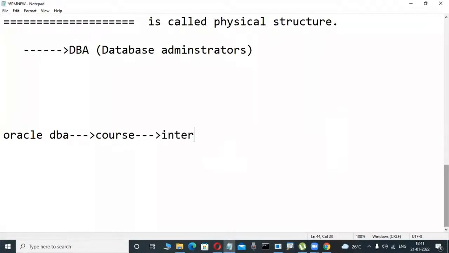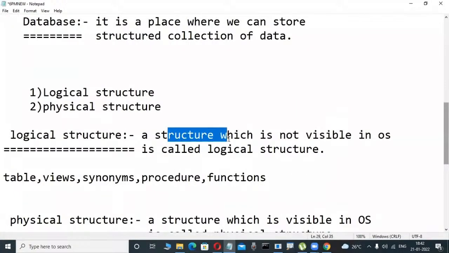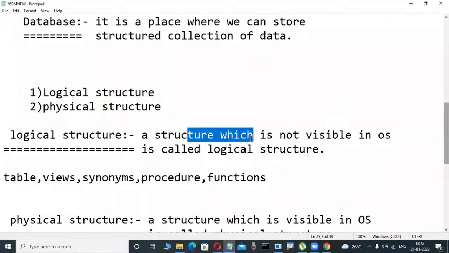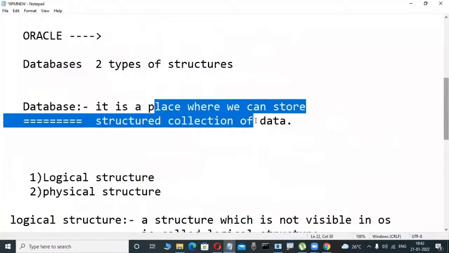Observe here, interview. Roughly, my interviewer asks, "Murali, what is a database?" Whenever they ask what a database is, if I say it is bookish knowledge, a structured collection of interrelated data stored in a place, a structured collection of data, then I am immediately rejected. Why?